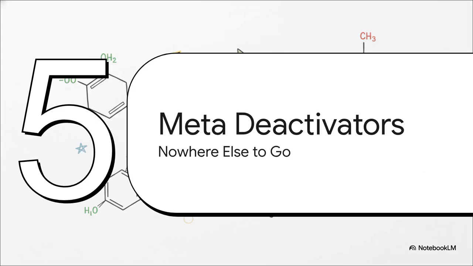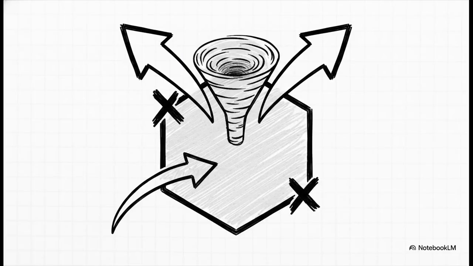Part 5, meta-directing deactivators, nowhere else to go. Finally, let's look at strong deactivators, like that nitro group we saw way back at the start, which actively push the incoming electrophile away from the ortho and para positions. Here, there's no tug of war. Inductive and resonance effects violently reinforce each other to withdraw electrons from the ring.